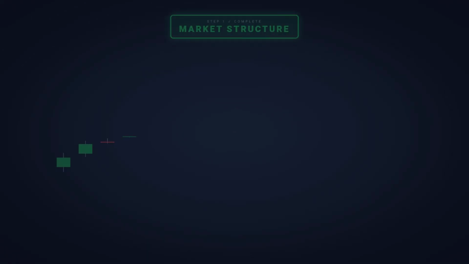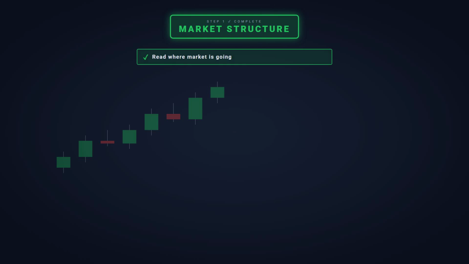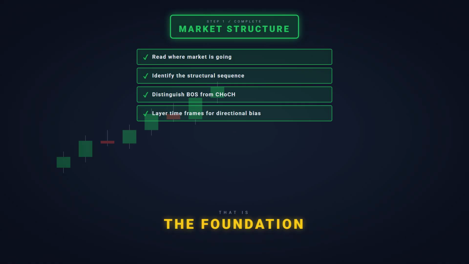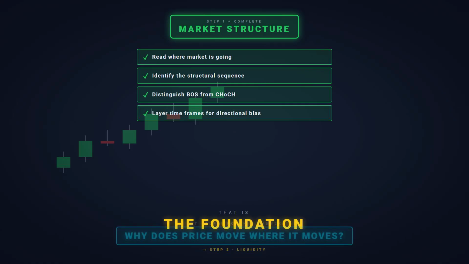Now here's where this step ends, and where it immediately becomes incomplete. You now know how to read where the market is going. You can identify the structural sequence. You know the difference between BOS and CHoCH. You understand how to layer timeframes to get a directional bias. That is the foundation. But here's the question this step doesn't answer.